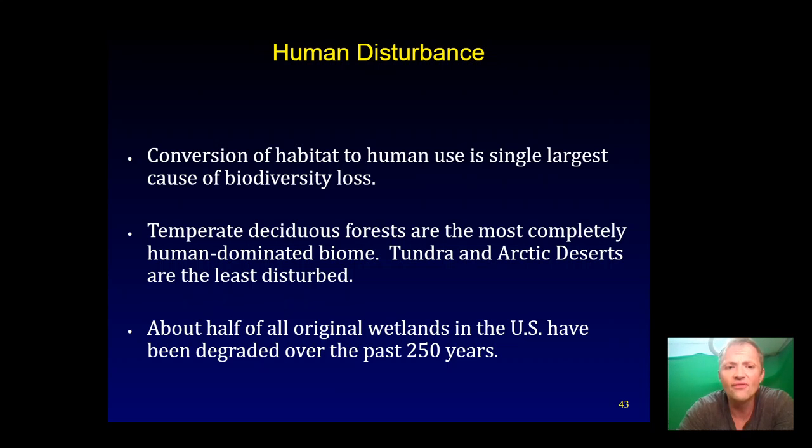And about half of all original wetlands in the U.S. have been degraded over the past 250 years. Why? Because people want to live on them. They make good environments. They tend to be that perfect temperate zone as well as precipitation zone that humans like. So a lot of our cities in the United States are based in wetlands. Same thing with China. China has a lot of their cities on these wetland zones. Bangkok sits on a wetland zone. The Chao Phraya runs into it. Bangkok is on top of it because it has so much water and just life.